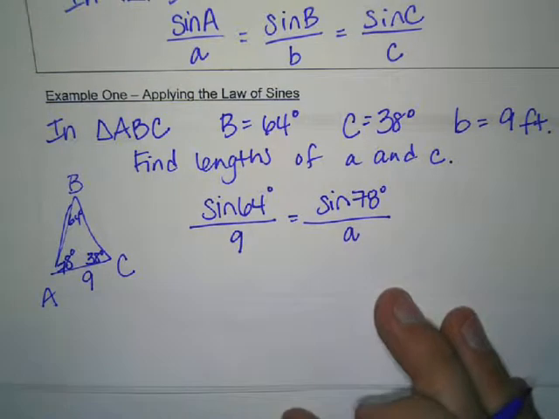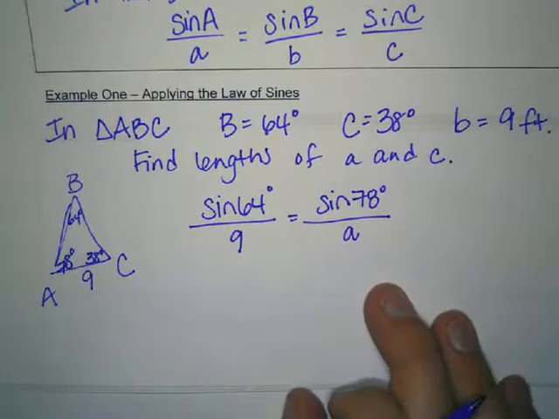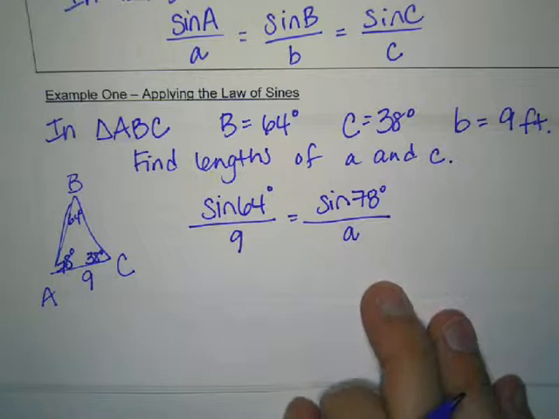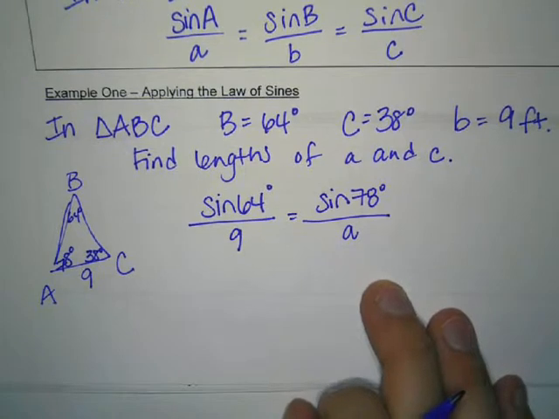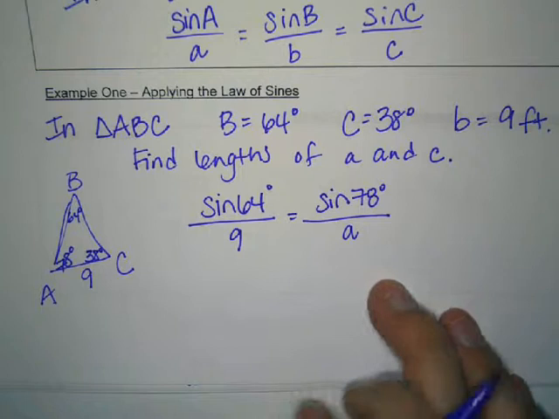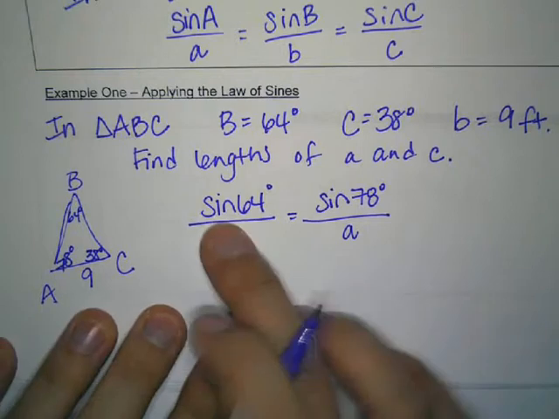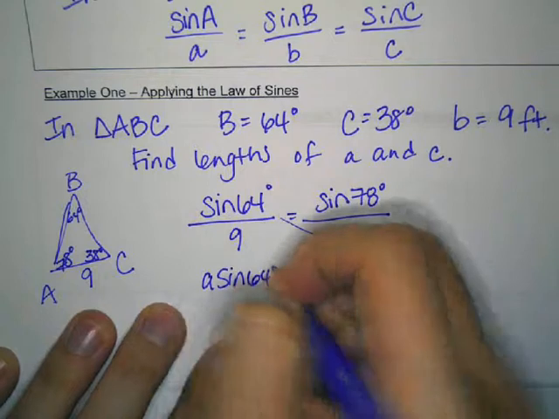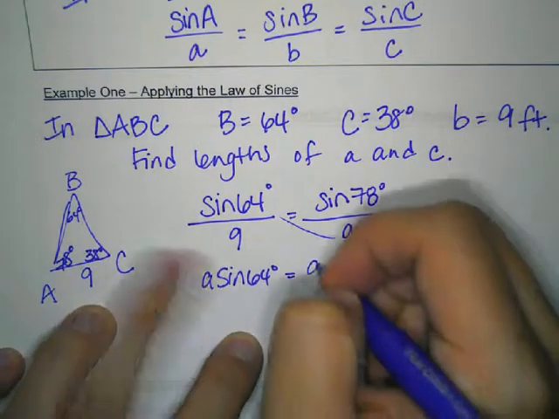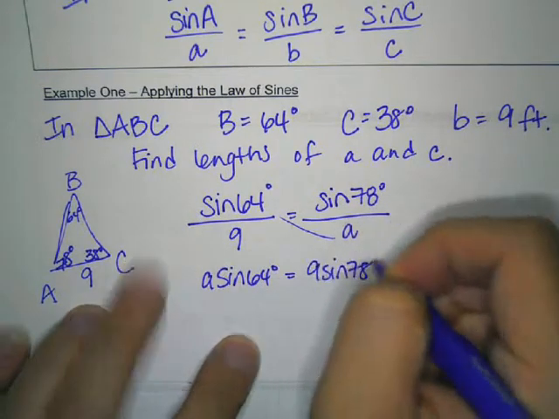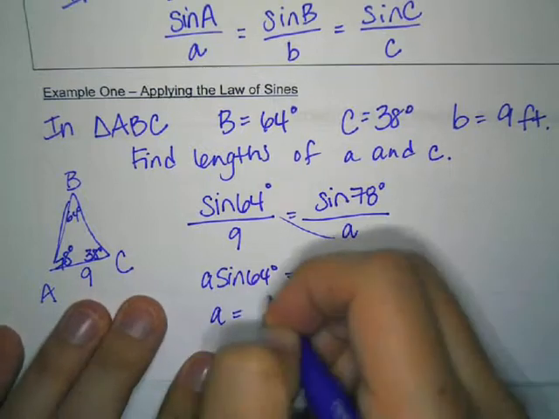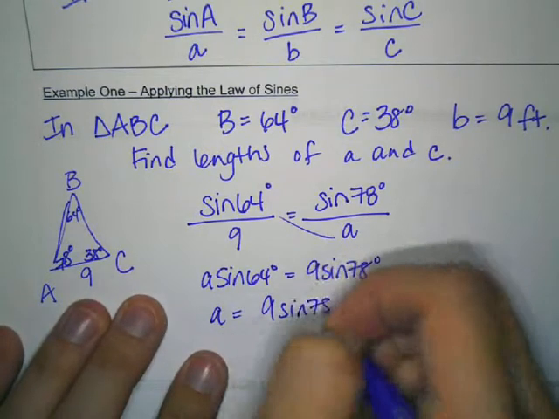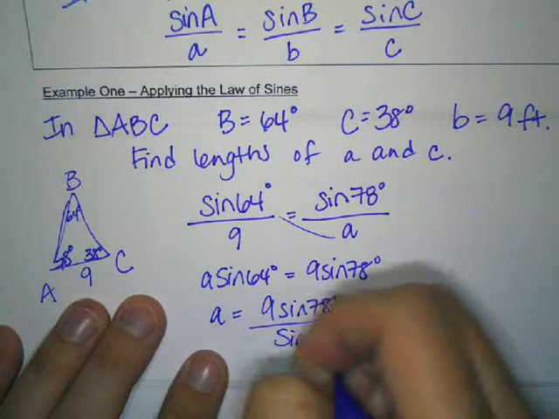Now we've got to solve for A. Now, with these, since you have 2 fractions that equal each other, just cross multiply. That's probably the fastest way to do it. So sine of 64 times A gives me that expression equal to 9 times sine of 78. And so A is going to equal 9 times sine of 78 degrees divided by sine of 64.